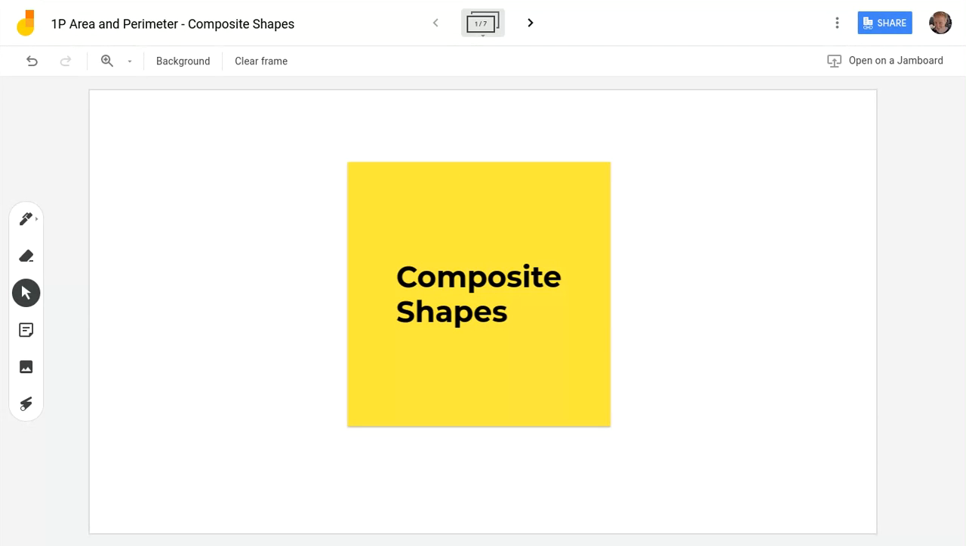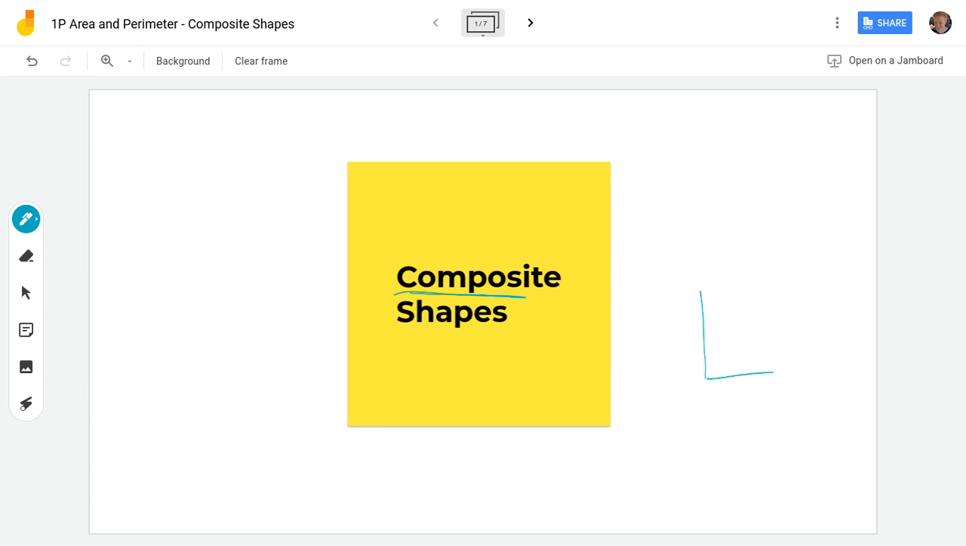Hi everyone, I'm going to talk to you now about area and perimeter of composite shapes. A composite shape is one that has more than one of the regular shapes that you know about already in it. So it's composed of more than one polygon that you know about.